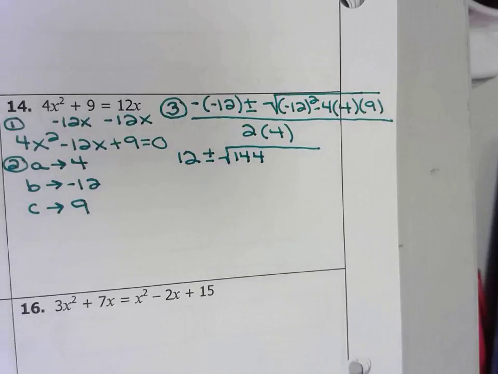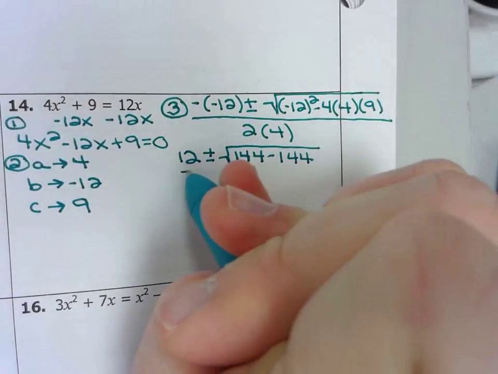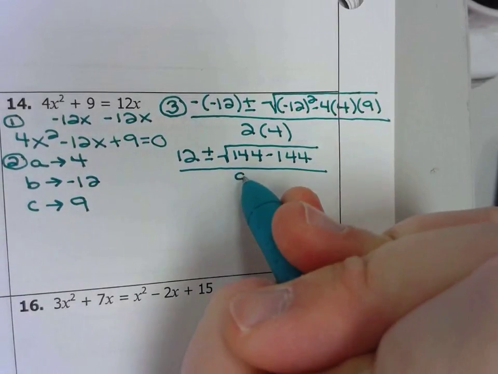You can multiply 3 numbers together. What's negative 4 times 4? Negative 16. Times 9. Negative 144. Use your calculator if you need to. Negative 144. All over 2 times 4? 8.